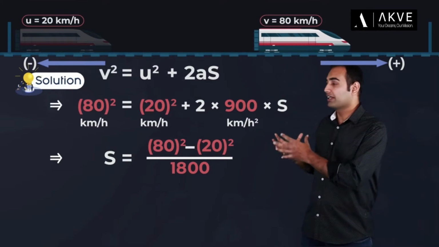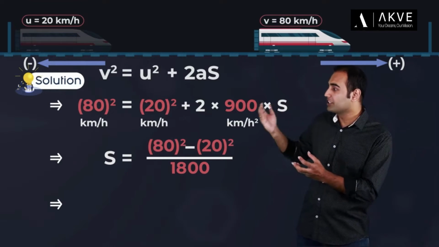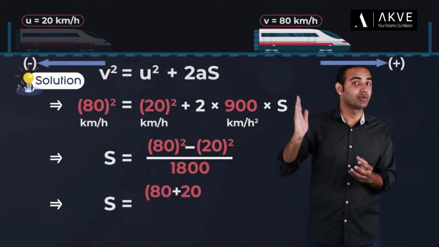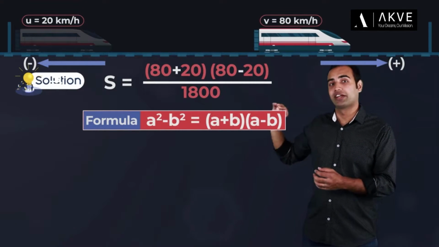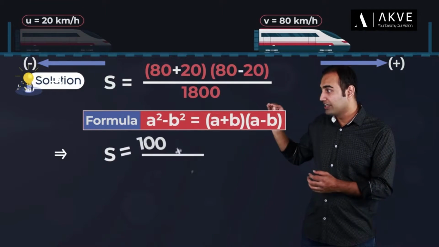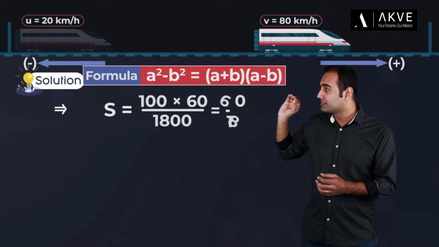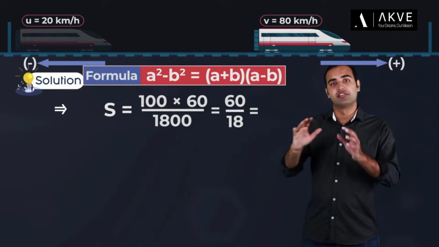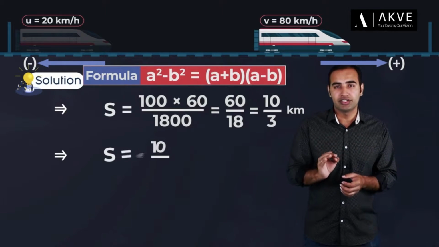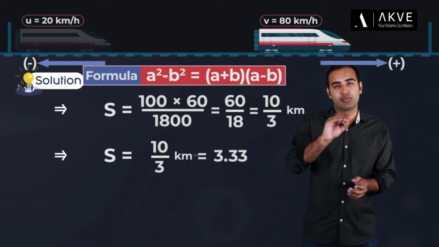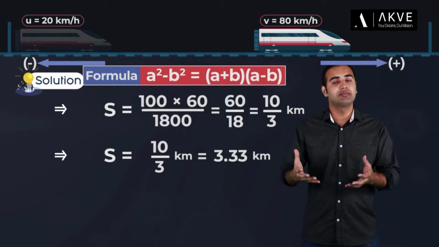Now I'll use some mathematics and simplify this. I'll write 80² − 20² as (80 + 20)(80 − 20). I've used the formula of a² − b². Now rearranging this, I'll essentially get 60 divided by 18, which comes out to be 10/3 kilometers. Now 10/3 kilometers can be approximately written as 3.33 kilometers, which is nothing but our answer. Great, let's move on to the next problem now.